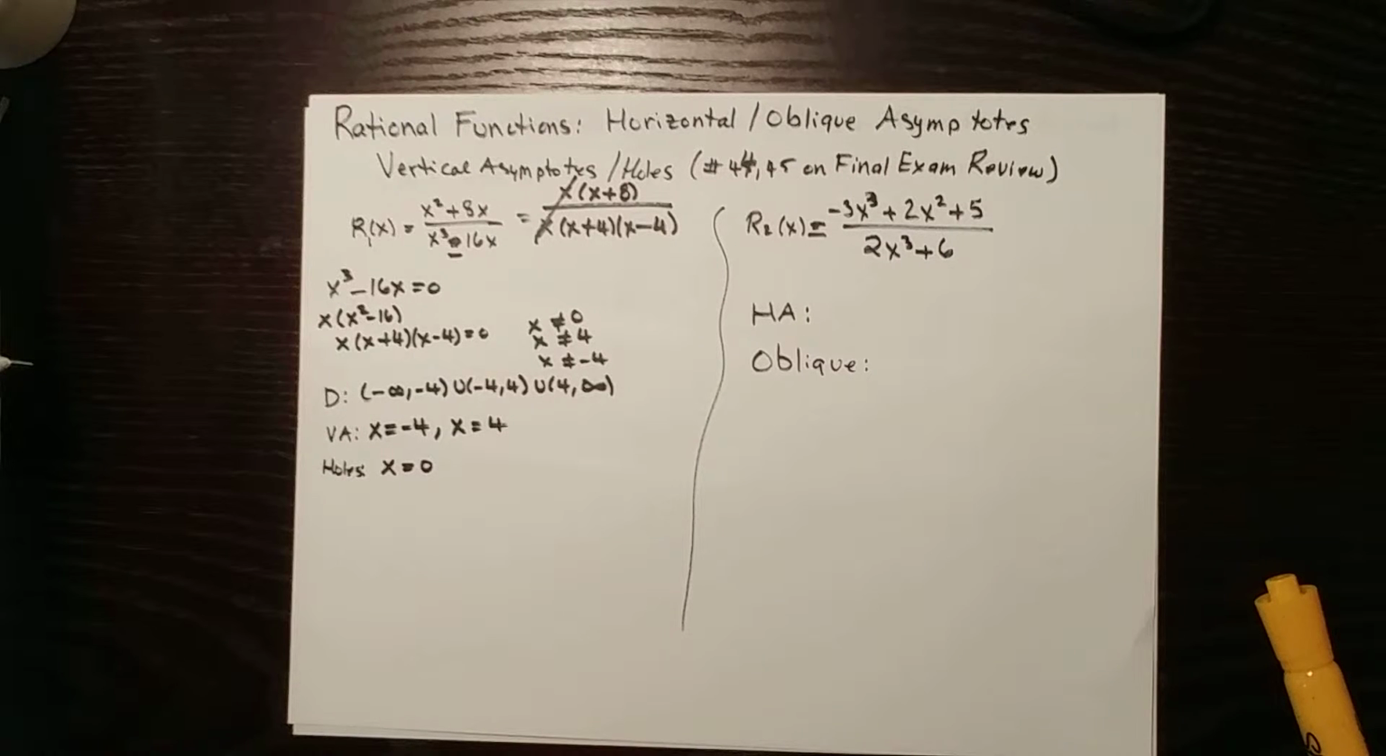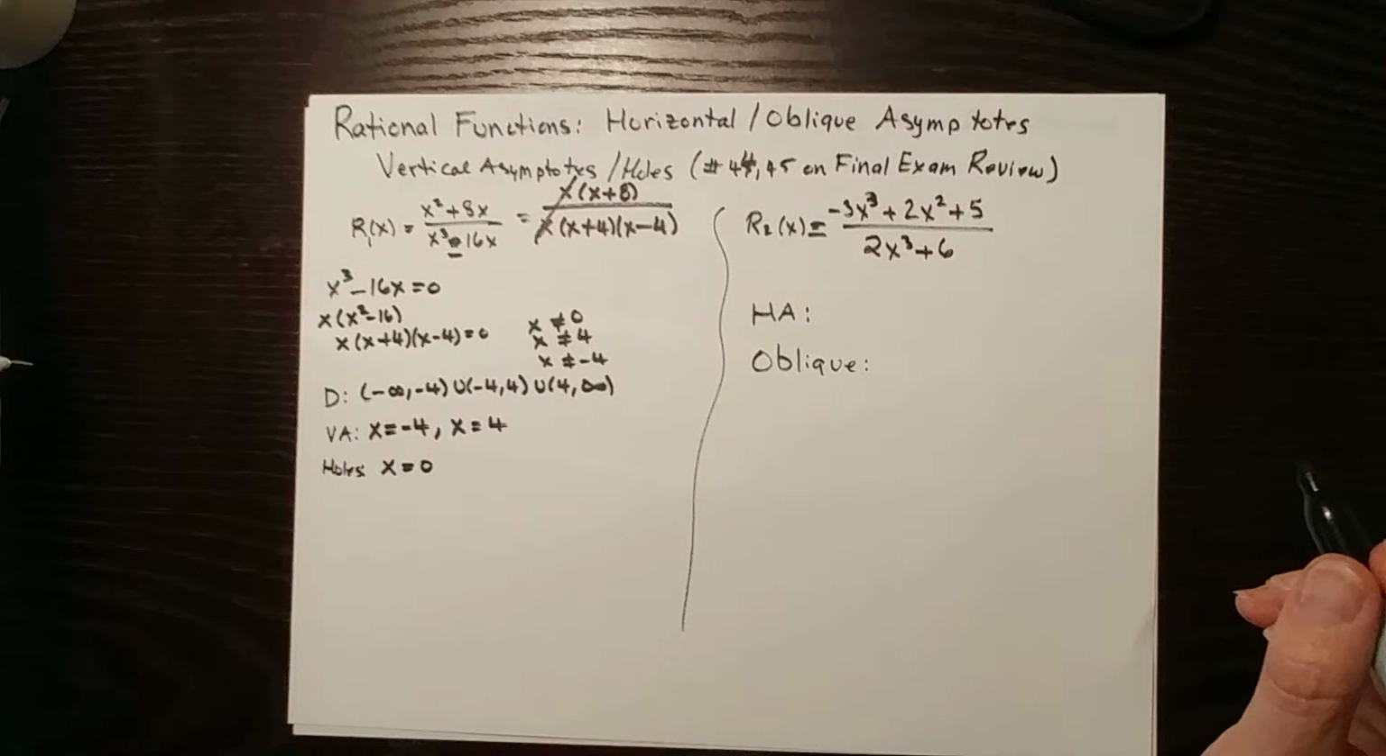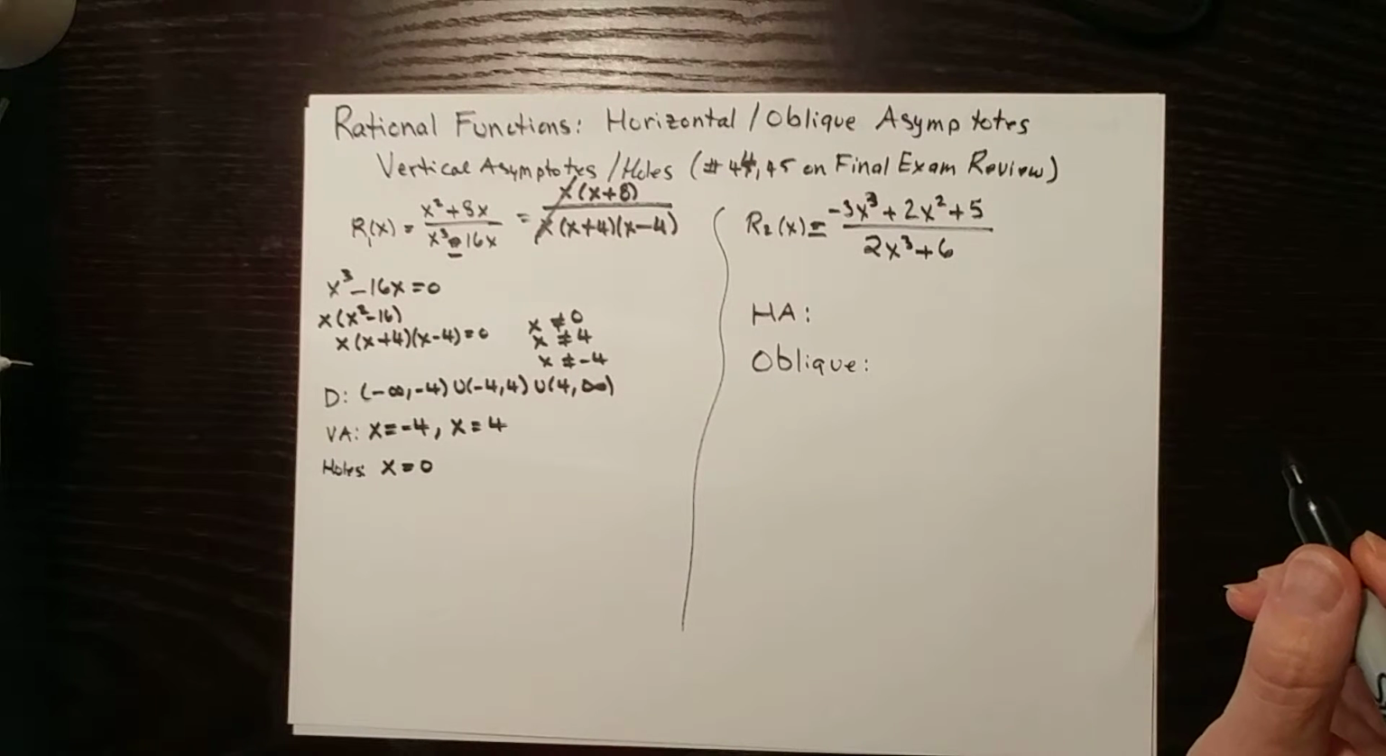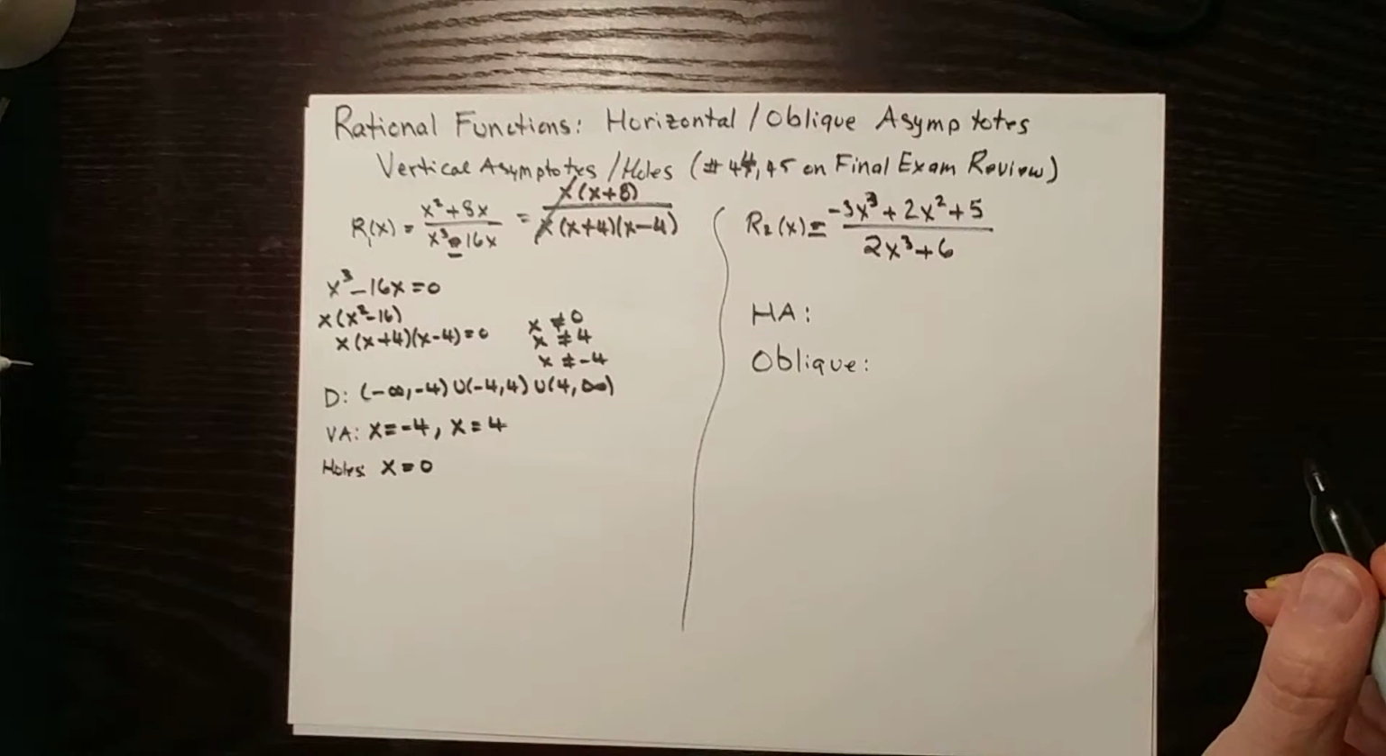Over here for the rational function r sub 2 of x, which is number 45 on your final exam review, this is equal to negative 3x to the third plus 2x squared plus 5 over 2x cubed plus 6. In this example, we are only asked to focus on the horizontal asymptote or the oblique, which is also called a slant asymptote.